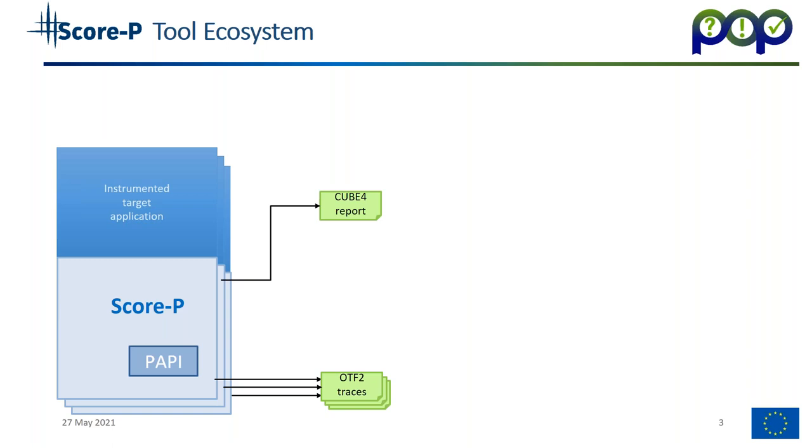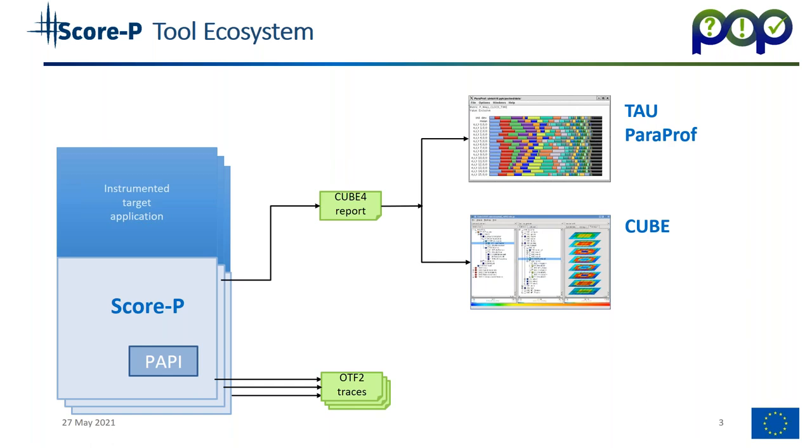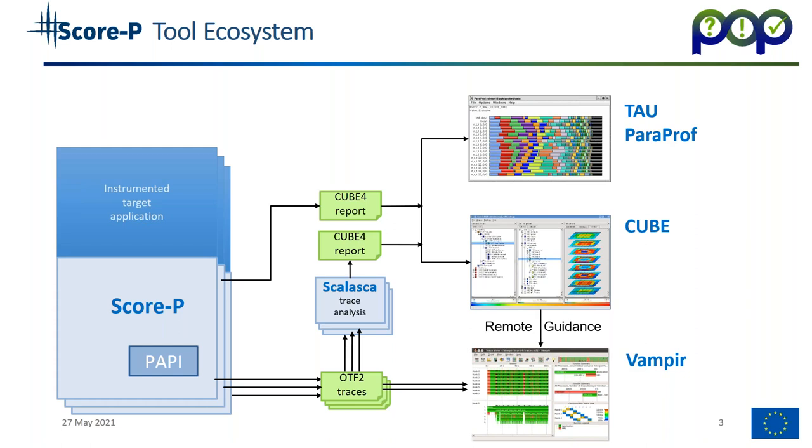If you want to look at one of these profile reports, you use the Cube result browser from the Scalasca toolset, or you can also use the browser ParaProf from the Tau tools. The next thing you can do is a specific trace analysis with the Scalasca tool, which I will explain more in the course of this presentation, which generates an enhanced profile, which again can be viewed by Cube and Tau ParaProf. You can also visualize the traces. The OTF2 format can be visualized by the Vampir trace visualizer, and there's also a mode where the Cube browser can be used as a remote guidance tool to find specific sections in the trace.